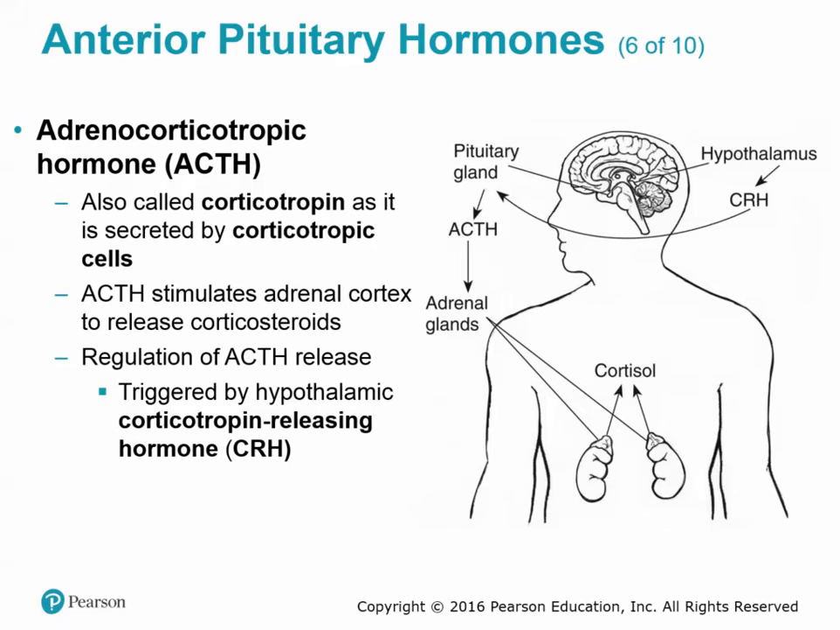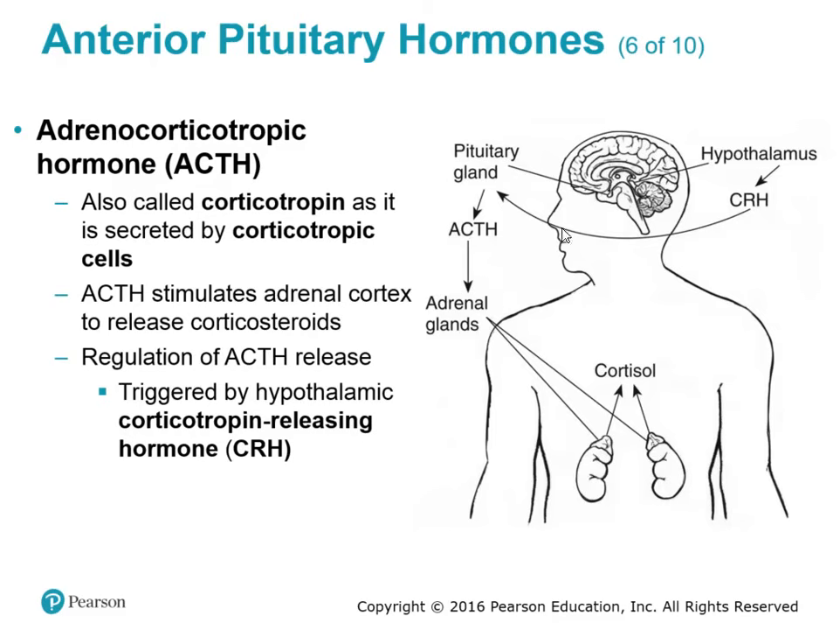So our next anterior pituitary hormone is ACTH, or adrenocorticotropic hormone. This is going to stimulate the adrenal cortex. It's right there in the name: adrenocortico tells us adrenal cortex. Tropic tells us it's going to stimulate release of another hormone. Regulation of ACTH is going to be triggered by that corticotropin releasing hormone, or CRH, from the hypothalamus.